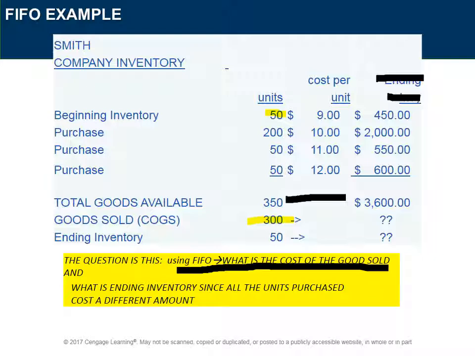We're assuming that we're using FIFO. So the 300 units that we sold were the first ones that came in. That's 50 here, 200 here, and that's another 50 from here. So the assumption is that we sold all of these, and our ending inventory under FIFO is the most recent purchases, which is 50 at 12, or the 600. Here we go. This is our ending inventory, and this is our cost of goods sold.